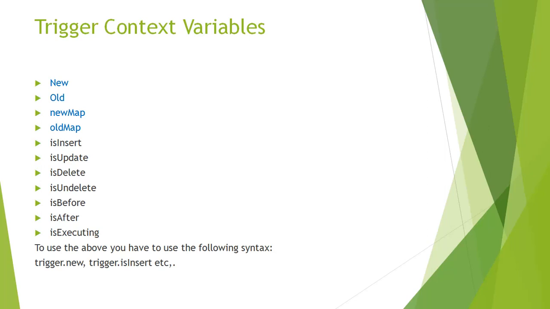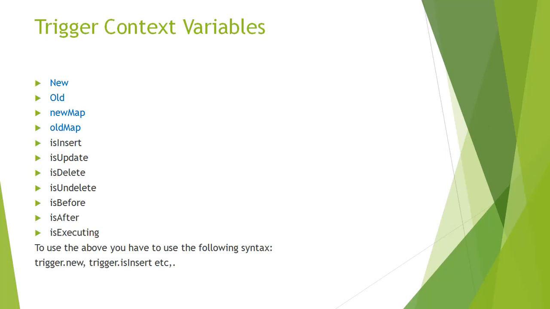If it is new, it holds the new version of records. If it is old, it holds the old version of records. New map and old map are also collections of records, but the records will be in map format. And is insert, is update, is delete, is undelete, is before, is after, and is executing return true or false values, that means a Boolean result.